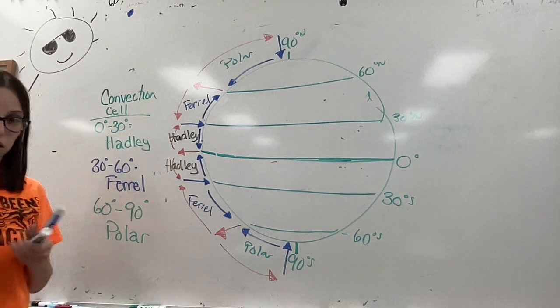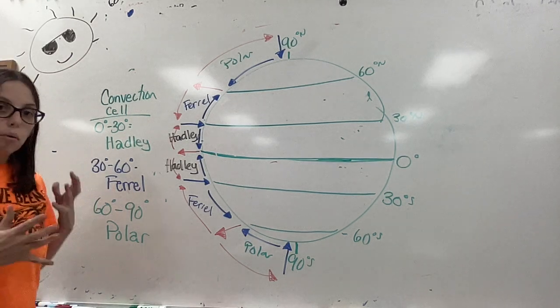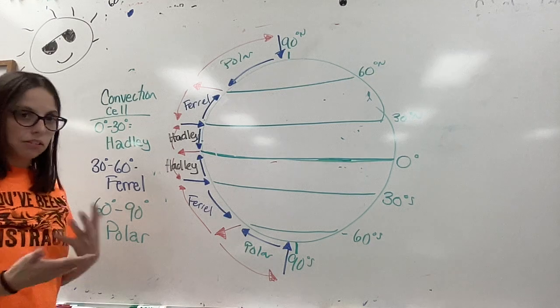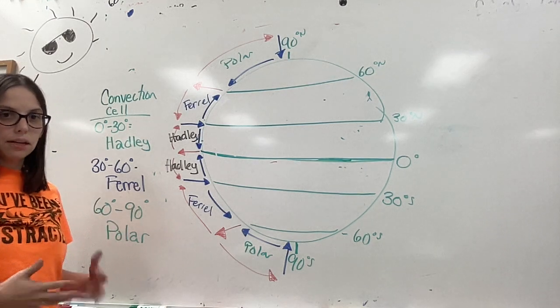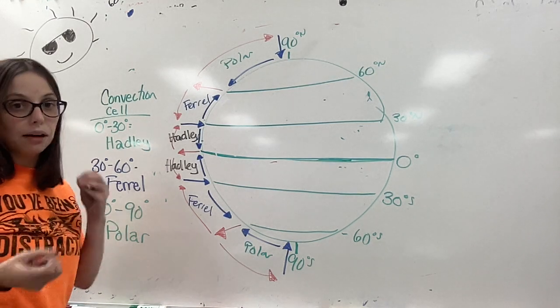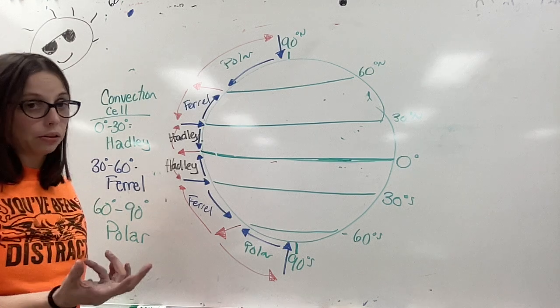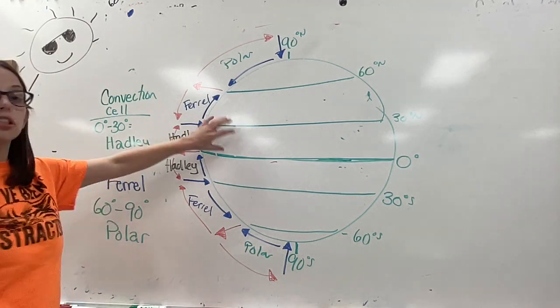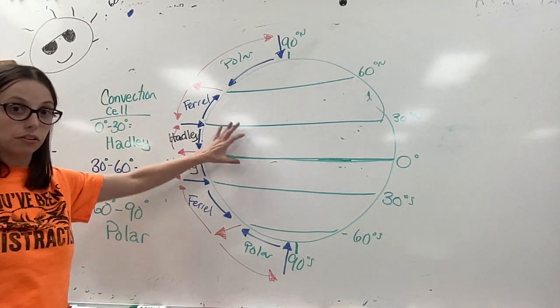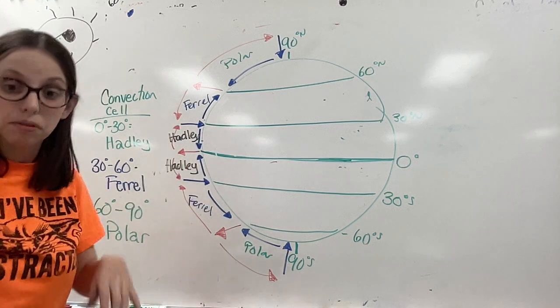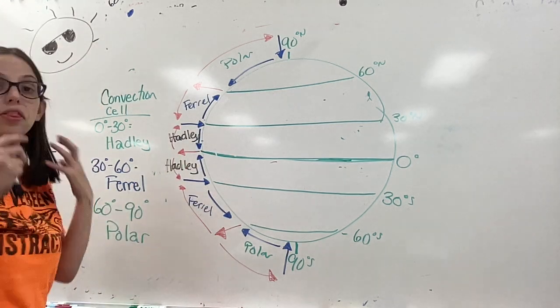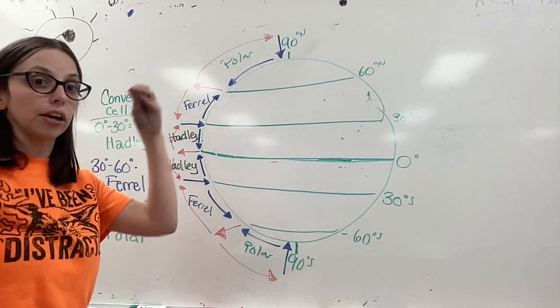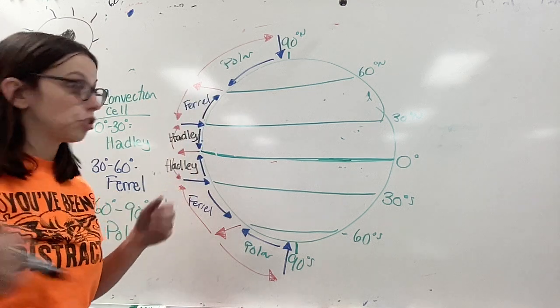Now I want to know what those convection cells have to do with global wind belts. All right. So we're going to combine what we know about pressure with what we know about the Coriolis effect. I'm going to start here in the Hadley cells. Those are from 0 to 30 degrees. All right. I know that wind wants to move from where it's high pressure to where it's low pressure.